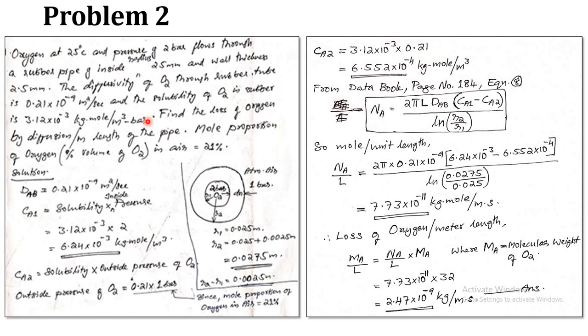So in this problem they have given the diffusion coefficient and solubility. The molecular weight is not given, find it from the data. Find the loss of oxygen by diffusion per meter length of pipe. Mole proportion of oxygen, that is percentage volume of oxygen in air, is equal to 21%.